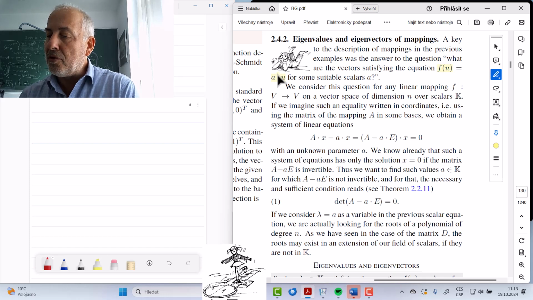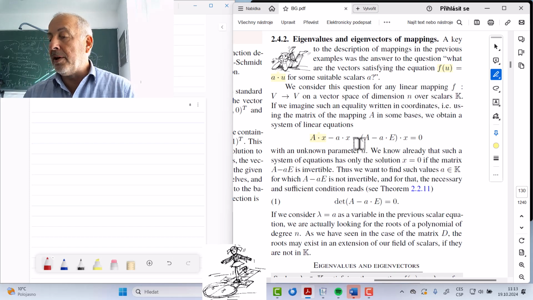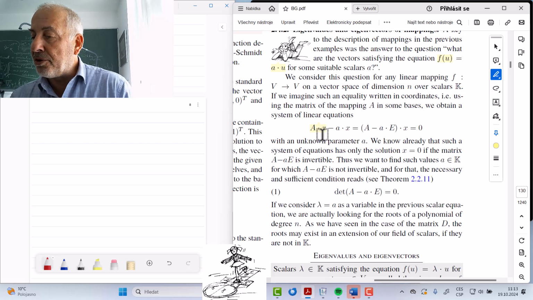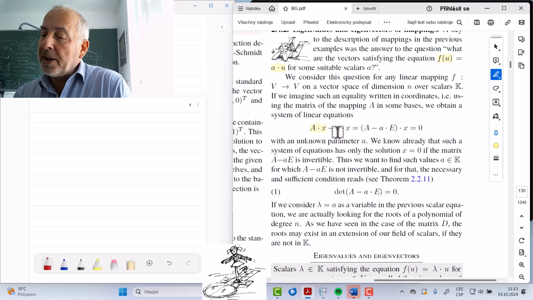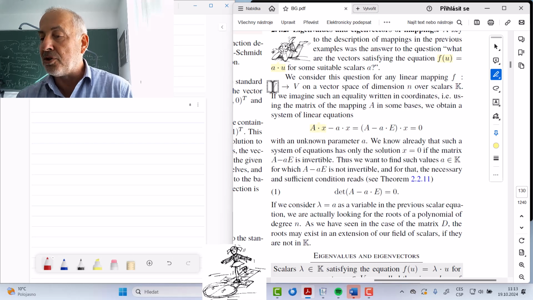So this is a request that if I write it in any coordinates, I will have the matrix, and it means that the matrix multiplication of (A minus a times the identity) times x, which I can write this way, should be 0. And this is nothing but a system of linear equations with one unknown parameter a, right? And it's a system of n equations of n variables, where n is the dimension of the vector space.